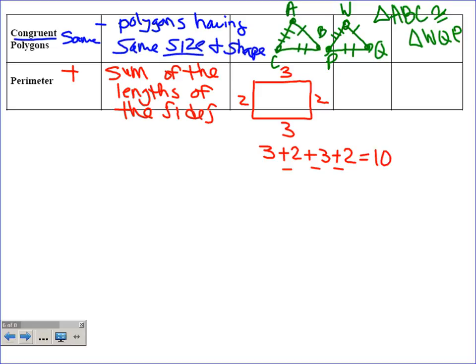I don't know where you guys are going to fit this, but I fit it right there. I just like the pictures small. And we probably have to put some units with this. If it's not given to us, we'll just say units. If it's feet, we'd write feet. If it's yards, whatever it is. Okay? Are we good? Can you handle this?